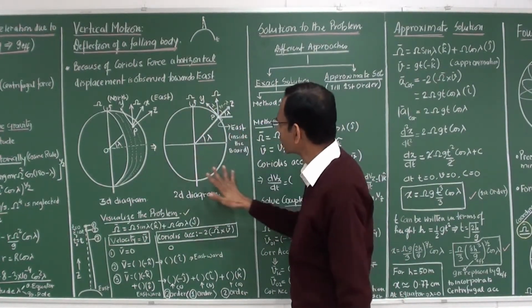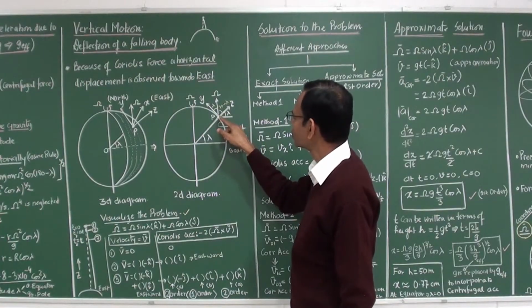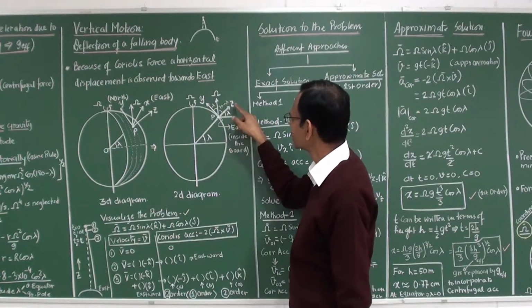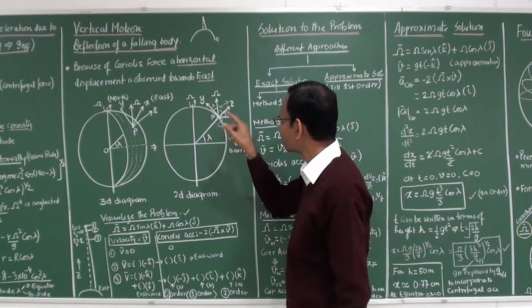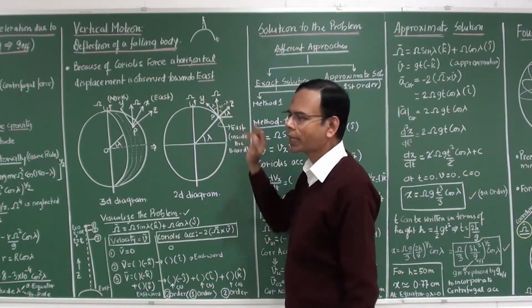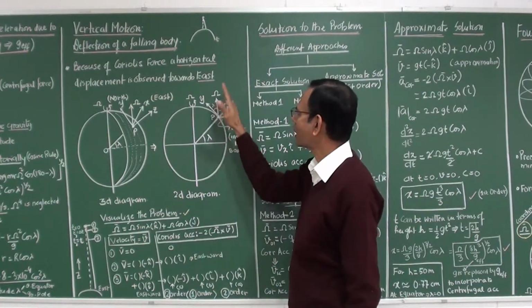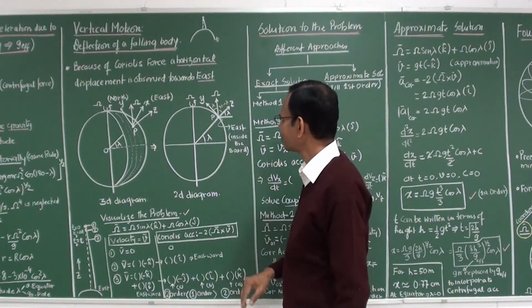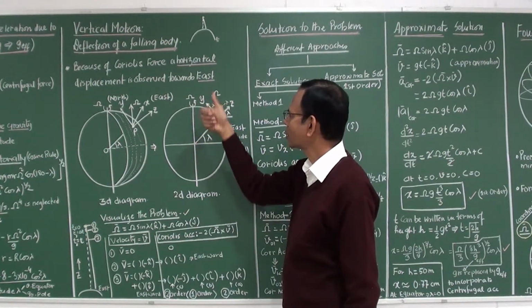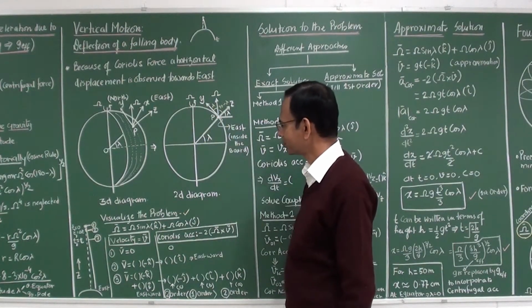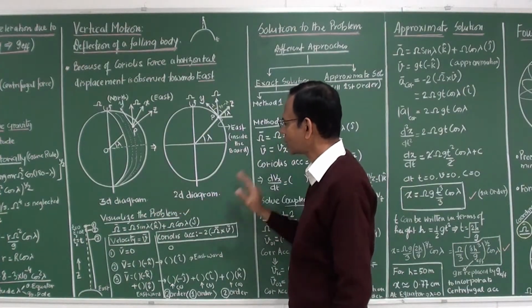This should be very, very clear to you. This is your z-axis, this is your y-axis, x is inside the board, and omega is vertically up, and these are the angles, and it is rotating this way, so omega is up. So, the 3D diagram and the 2D diagram.